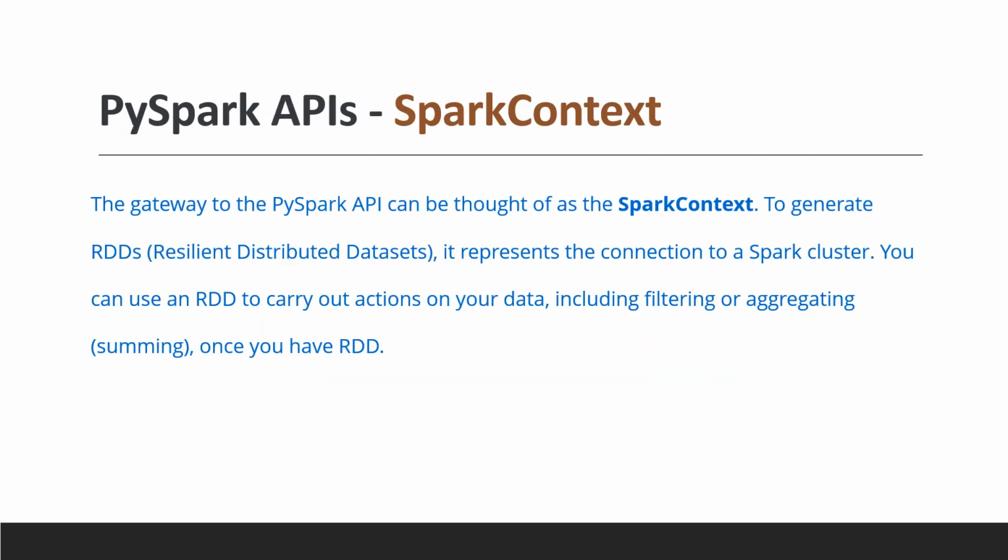Next is the PySpark API, SparkContext. The gateway to the Spark API can be thought of as a SparkContext, used to generate RDDs, which are resilient distributed datasets. It represents the connection to a Spark cluster. You can use an RDD to carry out actions on your data, including filtering or aggregating, once you have your RDD.